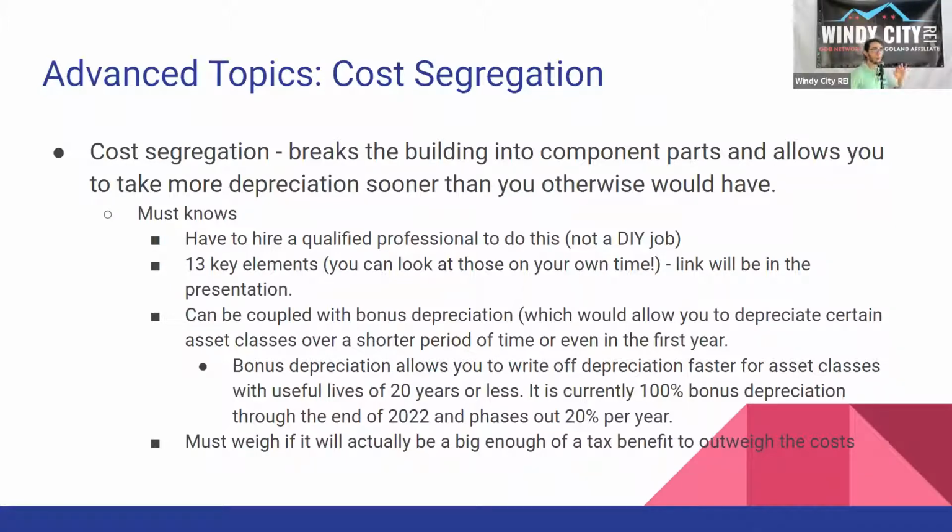The other thing to know about this is that you don't want to do it yourself. You can't just say this appliance is worth 10,000, this flooring is worth 25. You want to get a qualified person to do it, and there's 13 key elements that you need to be aware of. And I listed that out in the link in my presentation, which you guys will all have access to.